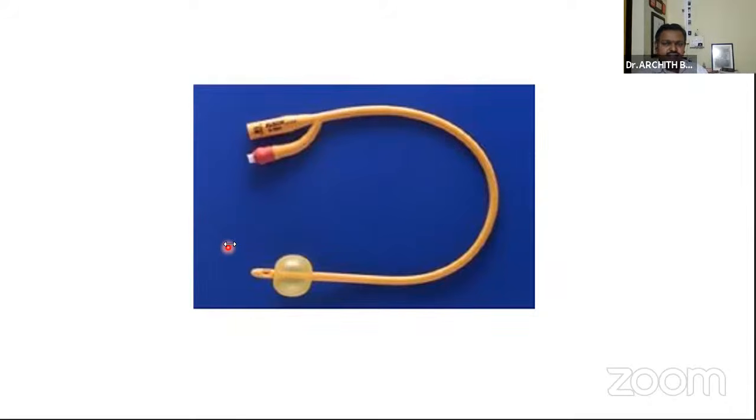Why not air? It will float. Okay, so if you put air into it and this is inside the bladder, it will float on top of the urine, and the eyes which are there on the side will be above the level of urine, so it won't drain. Okay, so that's the Foley's catheter that we're using.